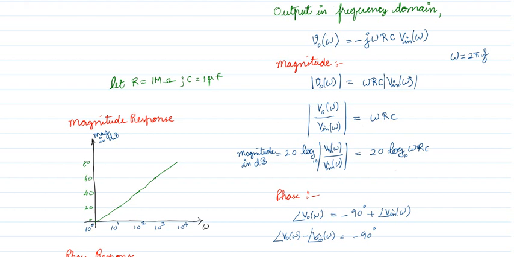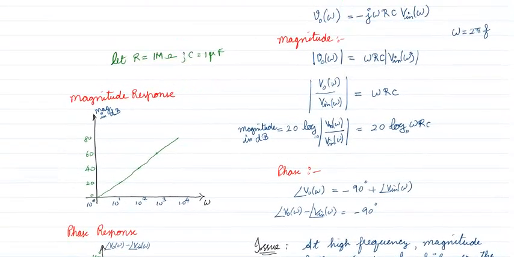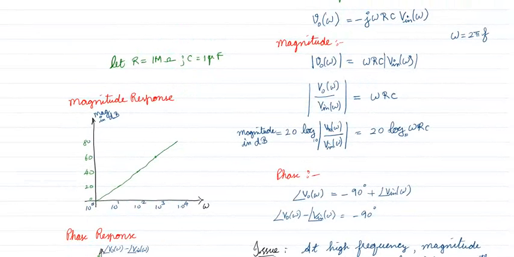Similarly, since this is a complex number, anything in complex number will have a magnitude and will have the phase angle. We will have the phase angle, right? Okay, what about the phase angle of j? Phase angle of j is 90 degree. Phase angle of minus j is minus 90 degree, right? So angle of V naught of omega, angle of V in of omega, so the difference between the output angle and input angle is equal to minus 90 degrees. So output and input differ by a phase angle of minus 90 degree.